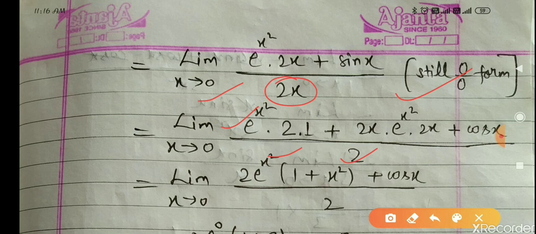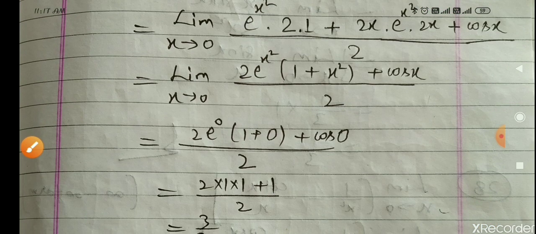Differentiation of the numerator, first term is e to the power x square into 2x. So uv you apply, e to the power x square same, differentiation of 2x is 2 into 1, plus 2x same, e to the power x square differentiation is e to the power x square into 2x, plus differentiation of sin x is cos x. Now simplify, 2 e to the power x square common, inside the bracket 1 plus x square will remain, plus cos x upon 2. 2 is cancelled with 2, or direct substitution you can make.